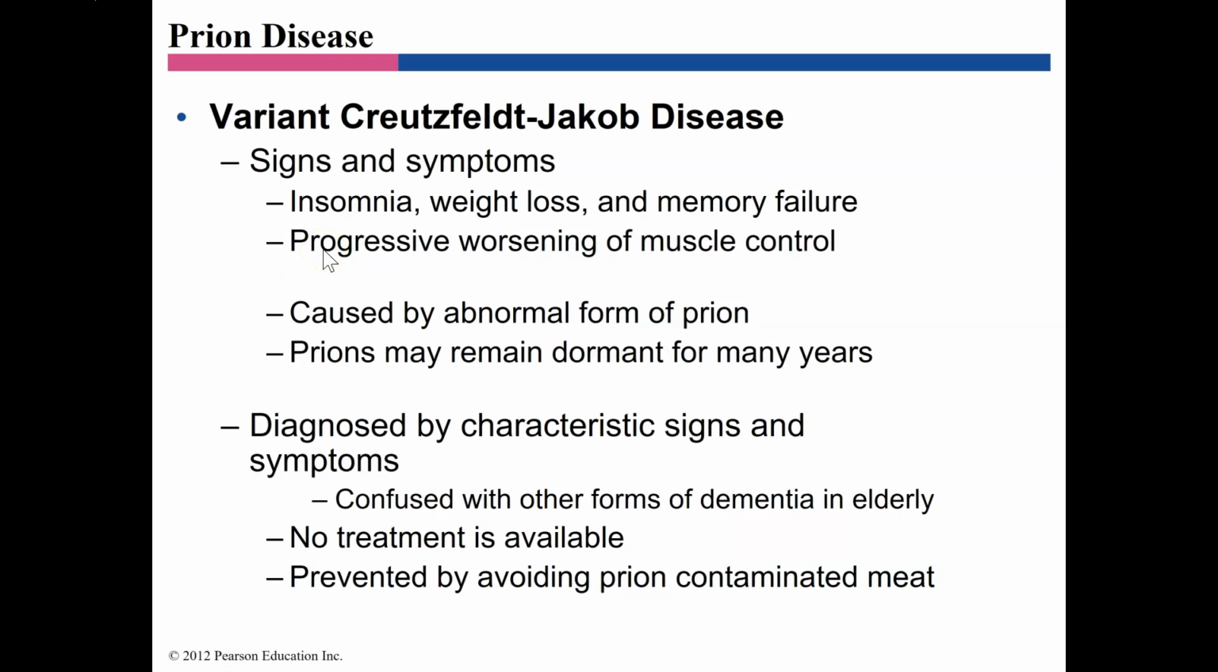It looks a lot like dementia in elderly patients. However, this can happen earlier in life, especially for the variant form of CJD that's transmitted from contaminated beef. There's no treatment available, and it's always fatal. The only way to avoid this is to avoid coming in contact with prions.